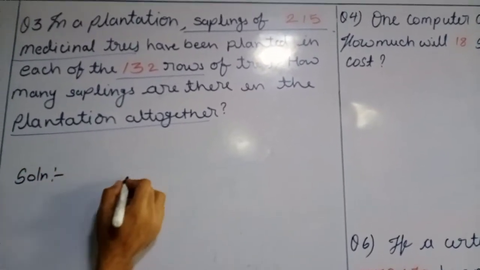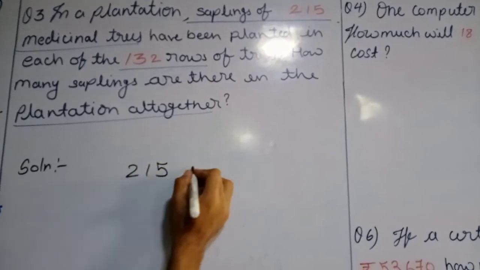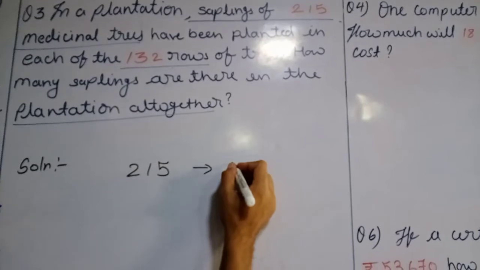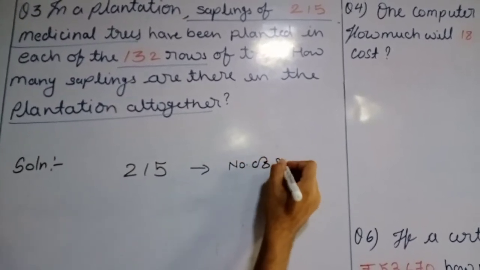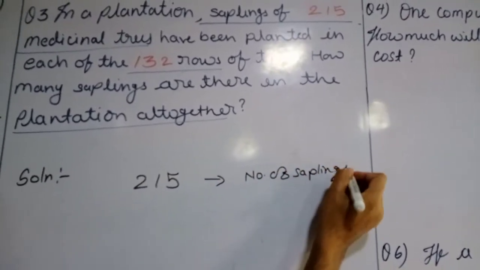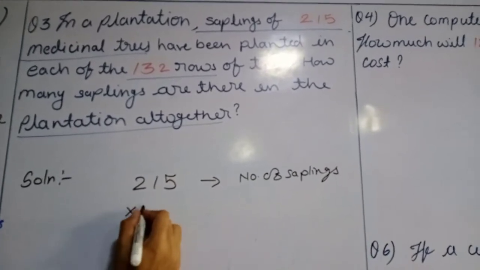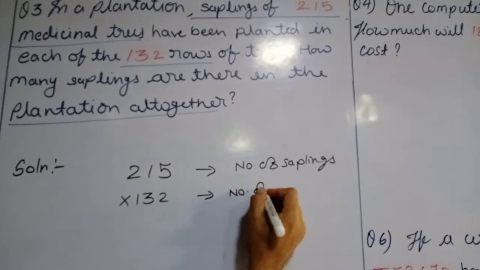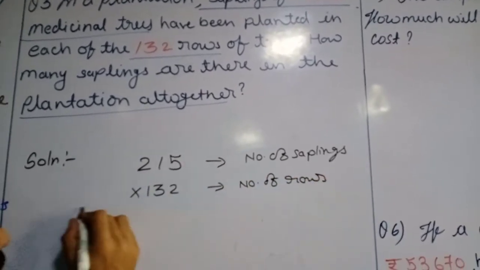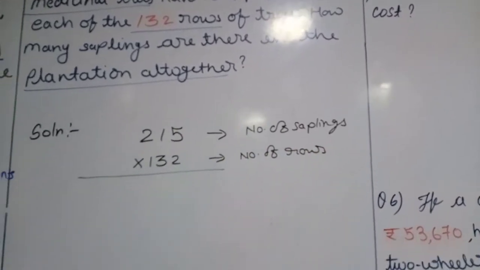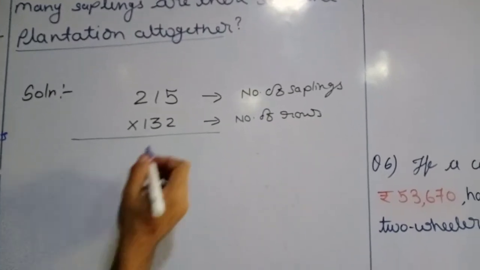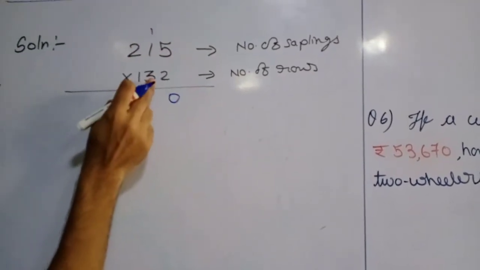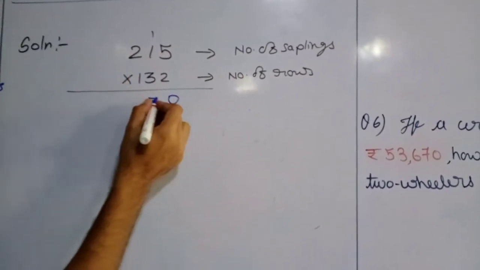First we have 250. That is what? Saplings of medicinal trees. So the number of saplings multiplied by 132, that is the number of rows. Now we have to do the multiplication. We should start with the unit place, that is 2. 2 5s are 10. 1 carry, 2 1s are 2 plus 1, 3.